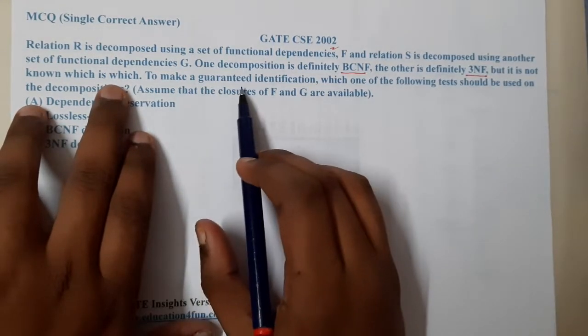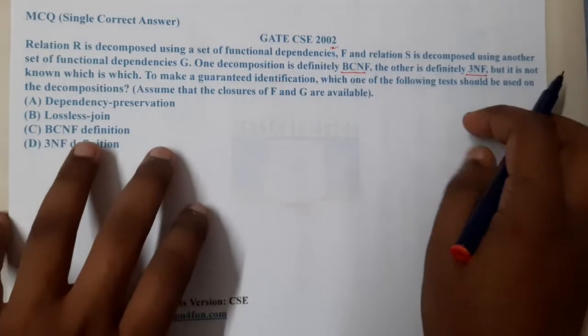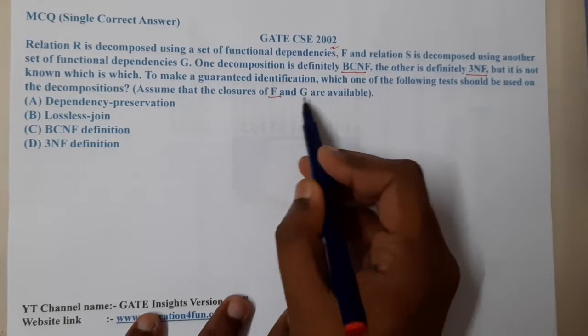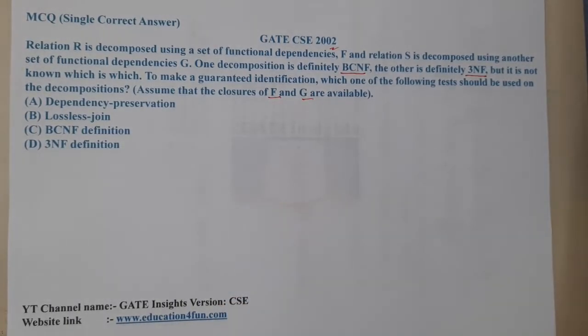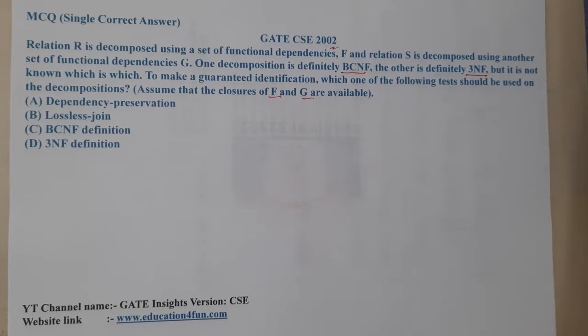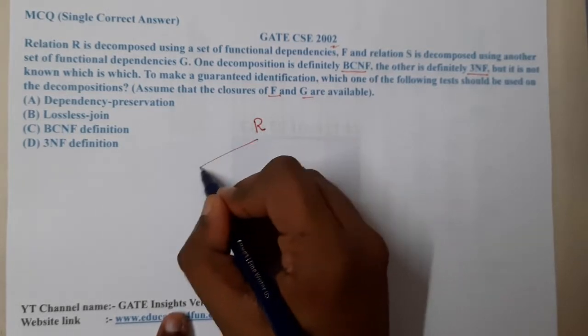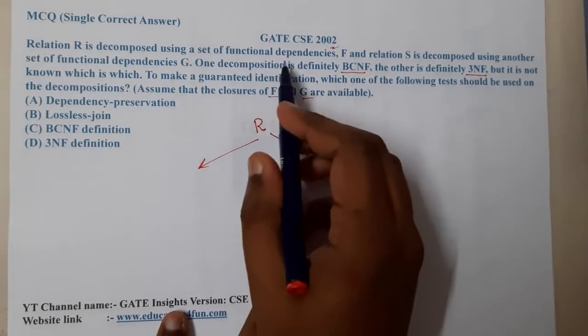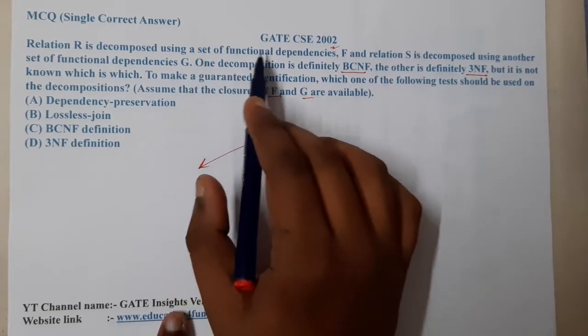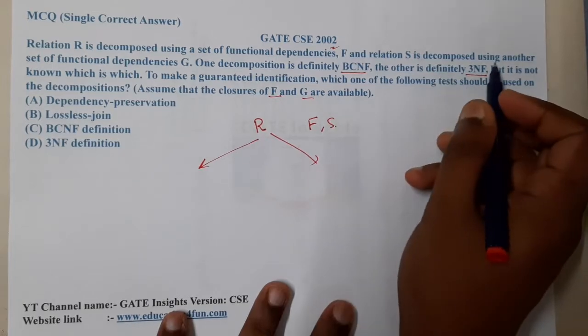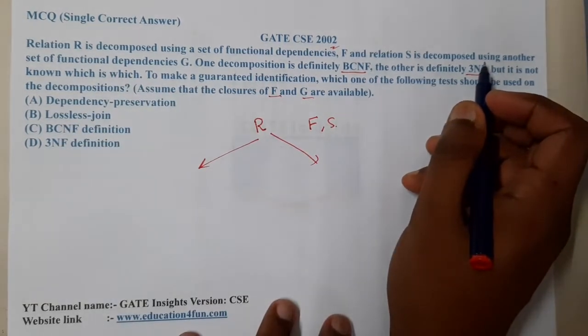To make a guaranteed identification, which one of the following tests should be used on the decomposition? Assume that the closures of F and G are available. So now we have the closures of F and G. Let us read the question again. We have a relation R, a table R, which is decomposed into two parts using a set of functional dependencies F, and relation S, which is decomposed using another set of dependencies G.